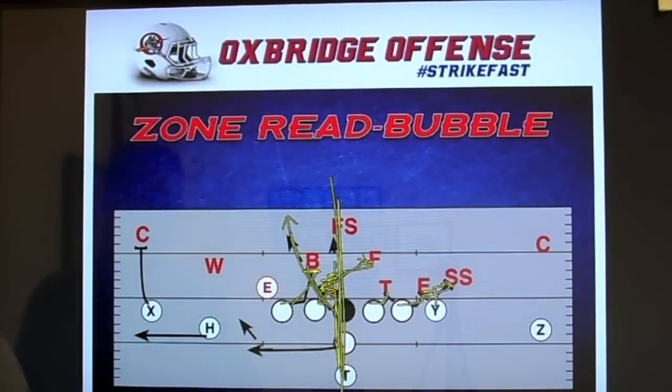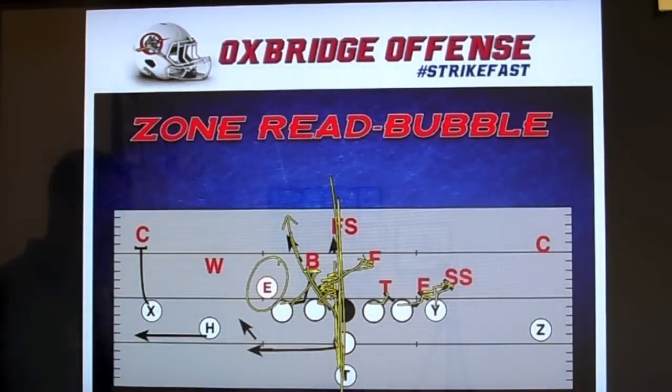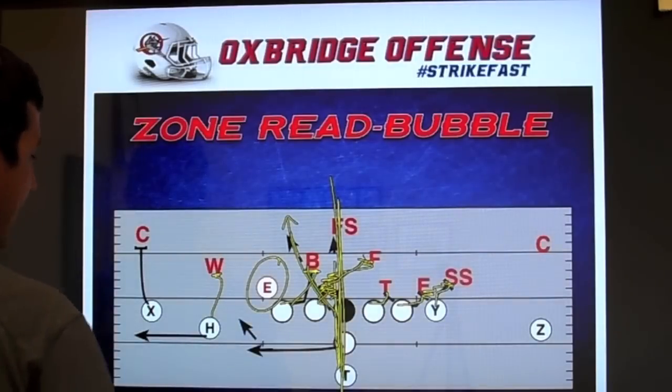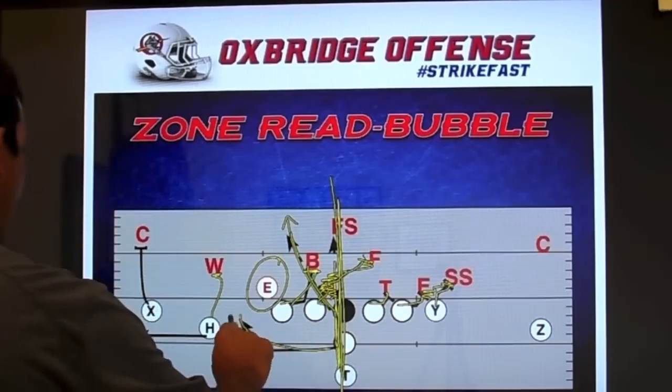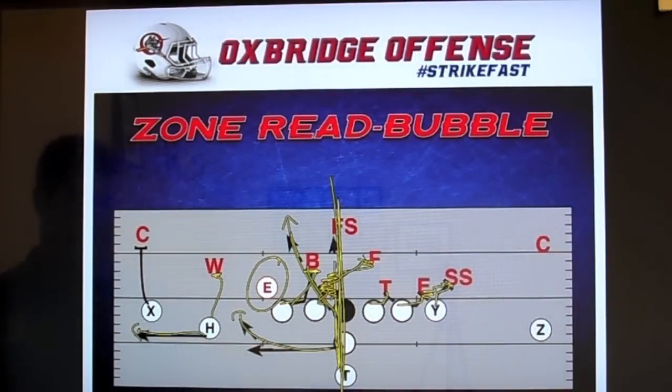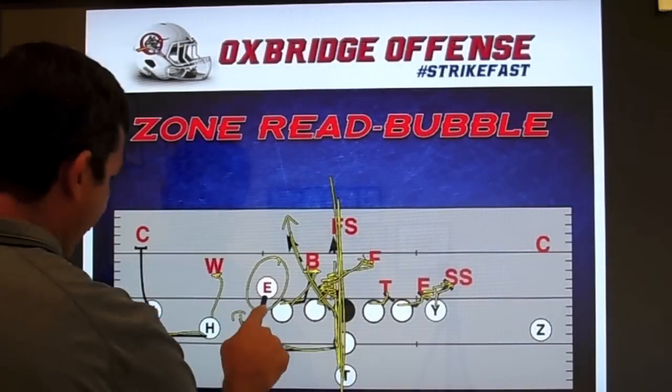We've got good movement right there, and we're going to read this backside end. So this is the first way that we put it in. It's a zone read. You can also choose to just block that second-level defender and have your quarterback run it. In this case, we put the bubble in, so it's also a run-pass option for your quarterback as well. So here's your first read.